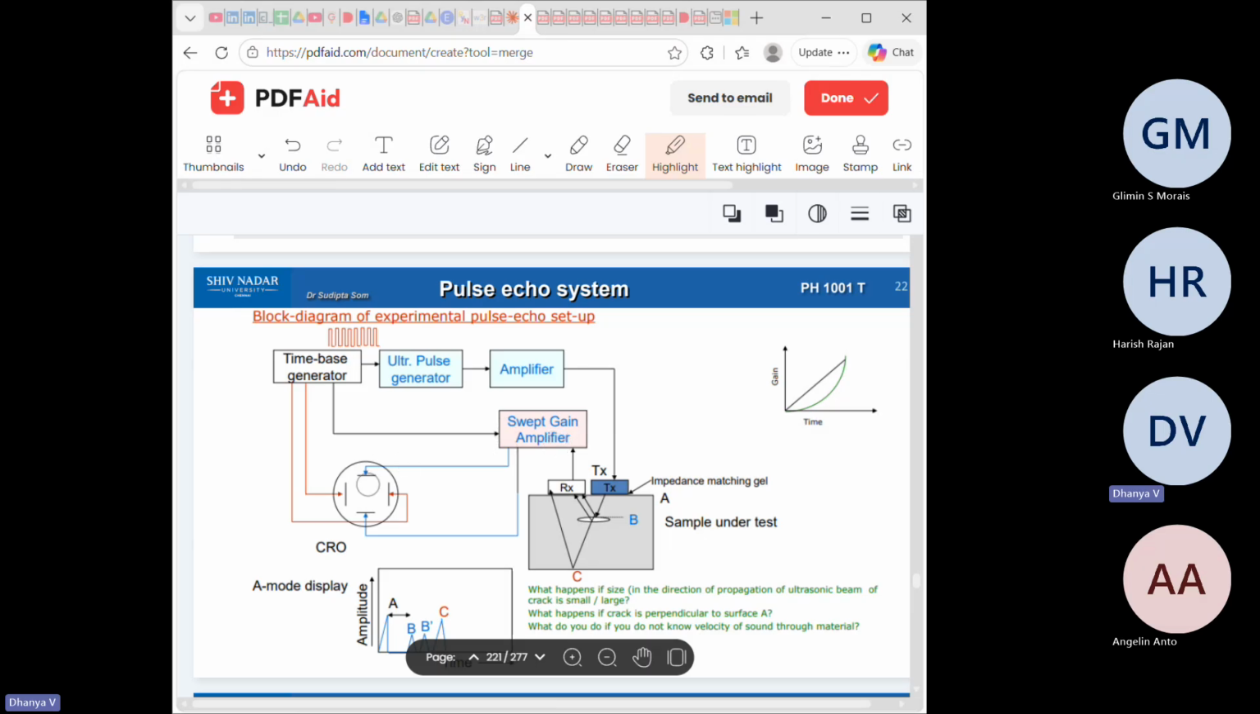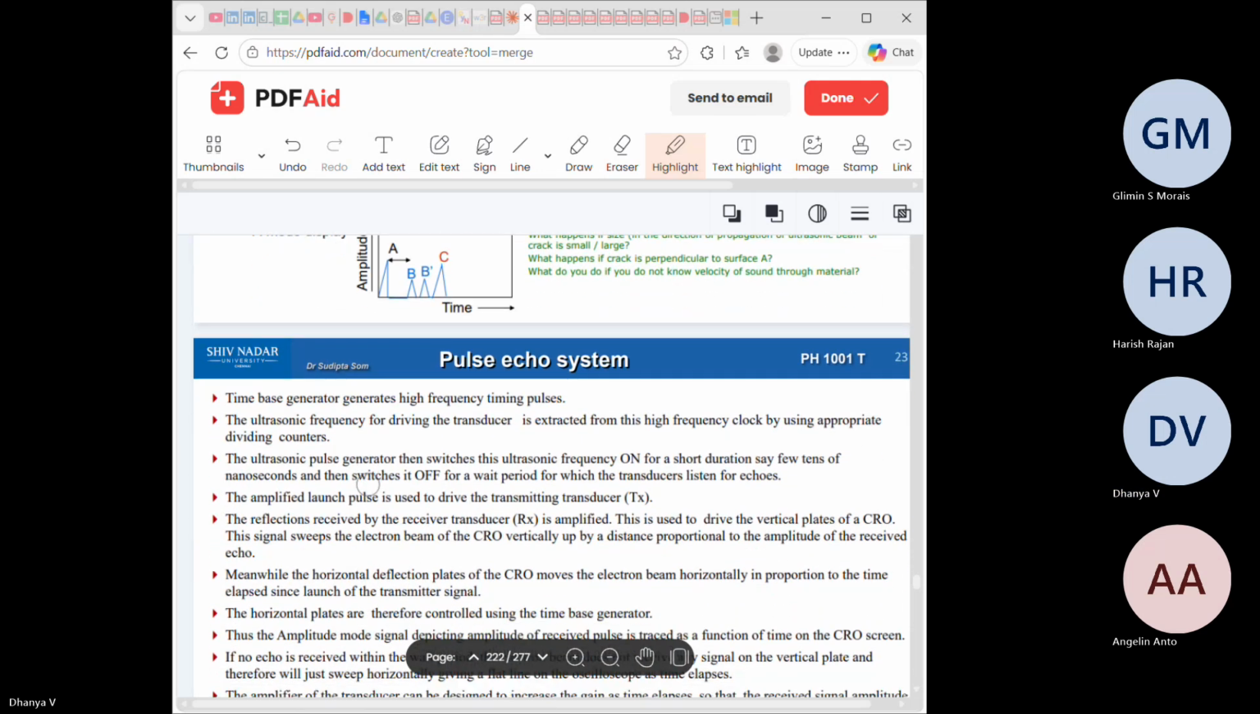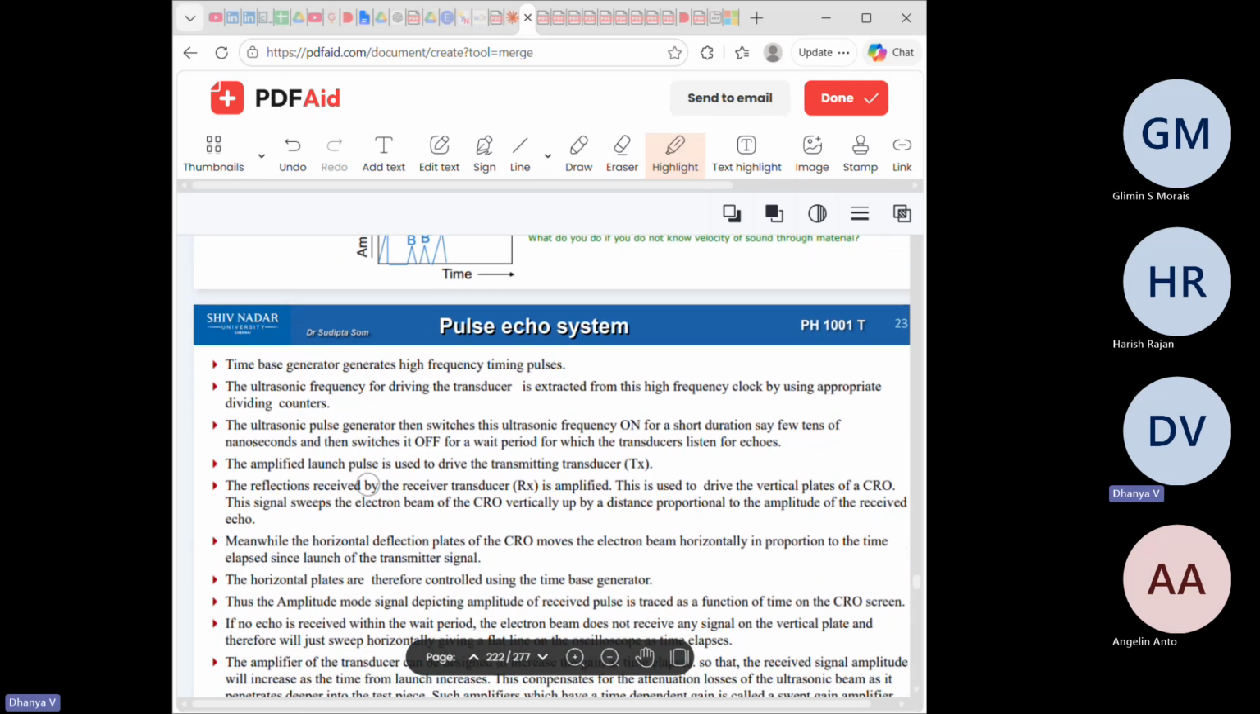Wait, I forgot the full form for CRO. How could I?